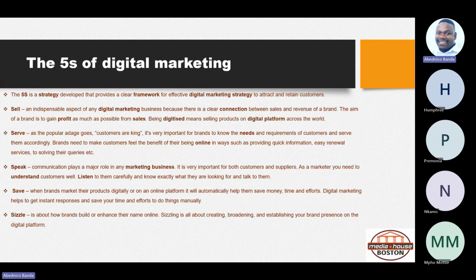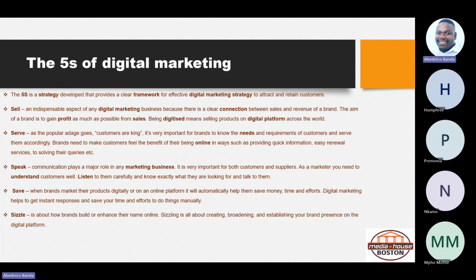Then save. When brands market their products digitally or on an online platform, it will automatically help them save money, time, and efforts. So here you are not only saving money, you are also saving time and efforts. Digital marketing helps to get instant responses and saves your time and efforts of doing things manually.